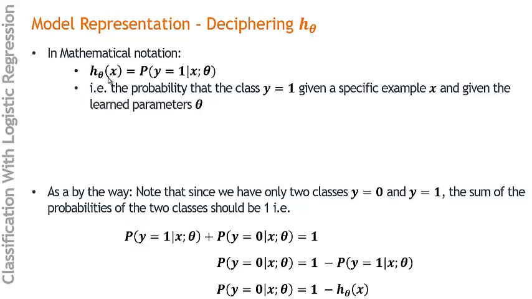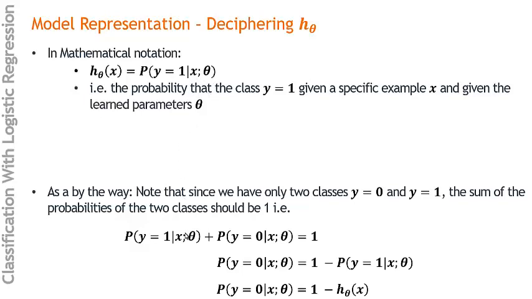Here we're saying that h is the probability that y equals 1 given the value of x and the value of the parameters theta. So when you see this vertical line, what is to the left is the outcome or determination. What is to the right are the assumed conditions. So this probability is computed under the assumption that the parameters are theta and the value is x.